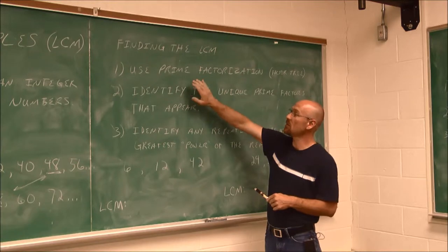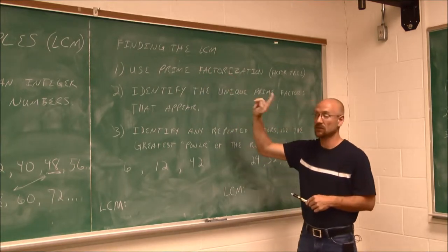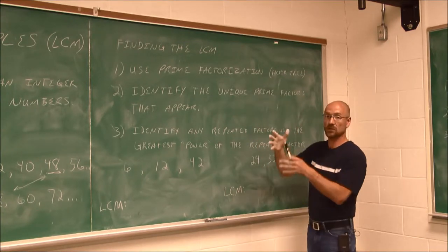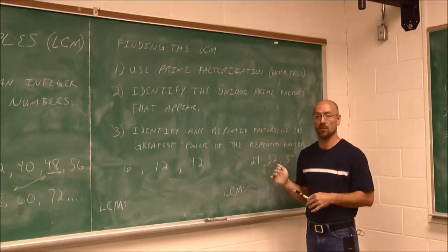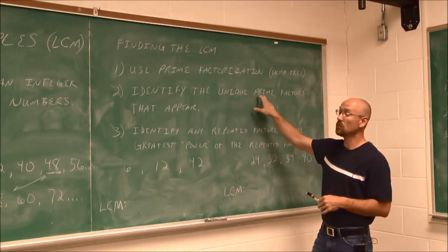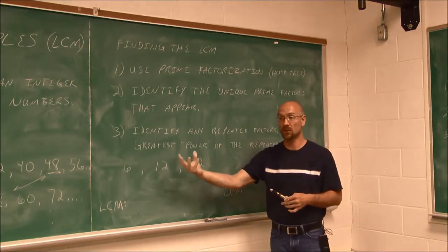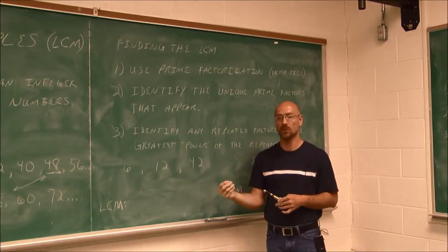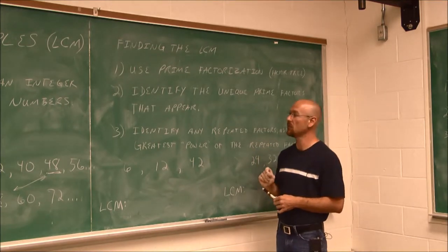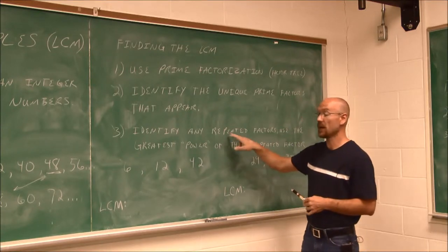Finding the least common multiple, the first thing we want to use is prime factorization. That's our first step. Take the numbers we have and use a factor tree. Break them down into their prime numbers. Then identify any unique prime numbers that appear. Let's say one of our numbers, when we factor it down, has a prime of 2, but the other ones don't. That 2 is a unique prime number. So identify those primes.